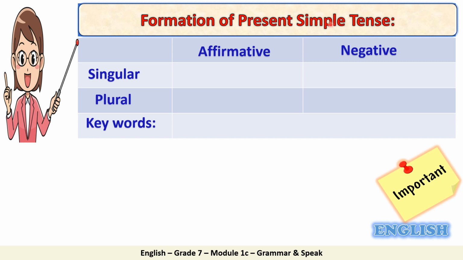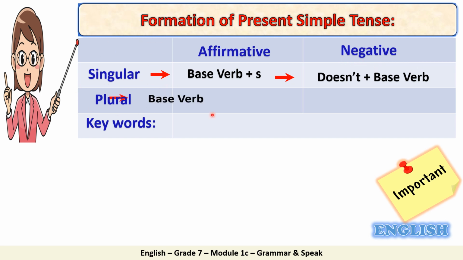Formation of present simple tense. For singular, excellent students, we use the base form of the verb plus s in the affirmative form. And we use doesn't followed by the base form of the verb in the negative form. What about plural? Well done, students. We use the base form of the verb in the affirmative form. And we use don't followed by the base form of the verb in the negative form.